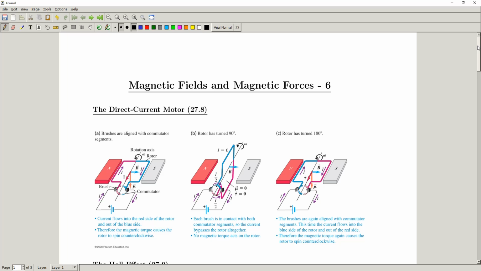So starting off with 27.8, we have DC motors. We want to have an idea of how these work a little bit. All these are one motor just in different states, and this is a very simplified version of how this would work. Okay, so let's take a look at the diagram here.